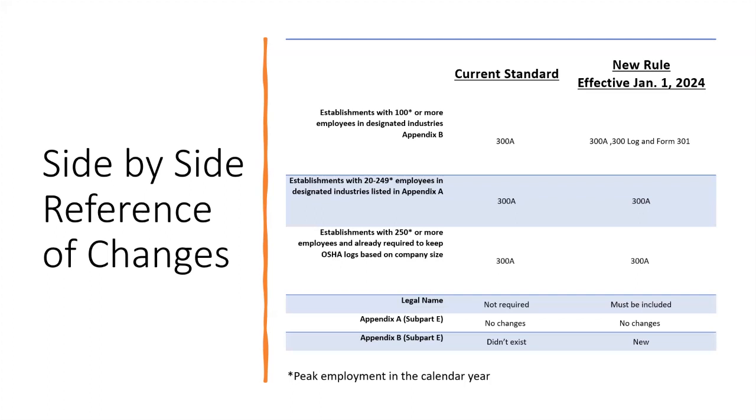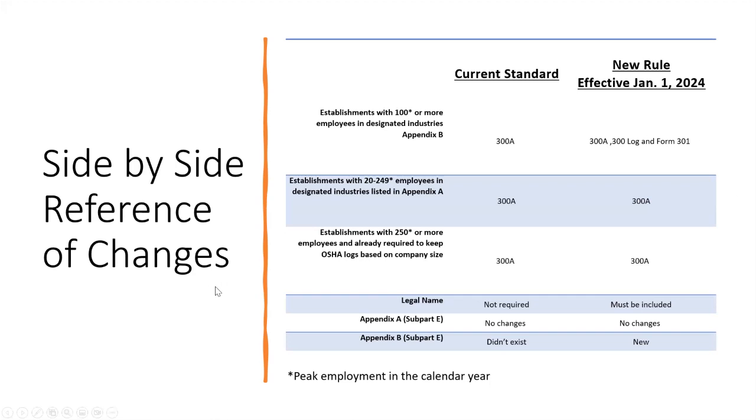Appendix B is just Appendix A, but they drill down a little bit deeper in the NAICS codes because as you add the numbers on the NAICS codes, it becomes more specific in that broad industry. So all of that stuff is the same. There's been no changes to Appendix A, and there were no legal name requirements. What is going to change effective January 1st is those establishments that are listed on the new Appendix B that was created are going to have to submit some information from the 301s and the 300 logs. And then those individual establishments will also have to include the legal name of that establishment when they do these submissions going forward.